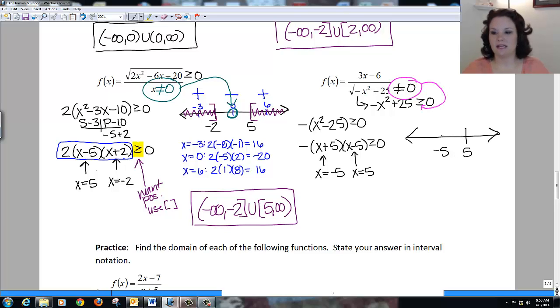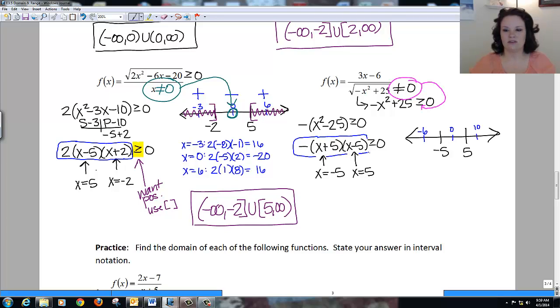Okay, so I'm going to pick a test point, something smaller than -5. Let's do -6. Something between -5 and 5, I'm going to pick 0. You can pick 1, 2, -2. It doesn't matter. And then something bigger than 5 would be, I don't know, here 10. Pick something different. Okay. All right. So I'm going to plug these in. Now again, when you plug them in, you can plug them into the original up here, -x squared plus 25, or you can plug it into the factored version. So I'm going to plug it into the factored version here. It really doesn't matter, whichever makes you happy.